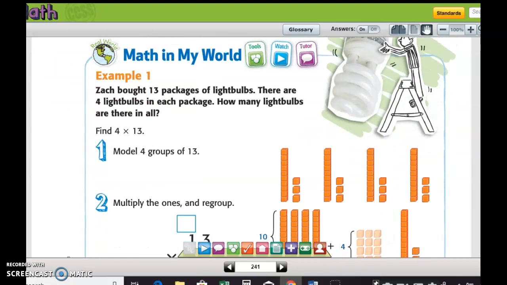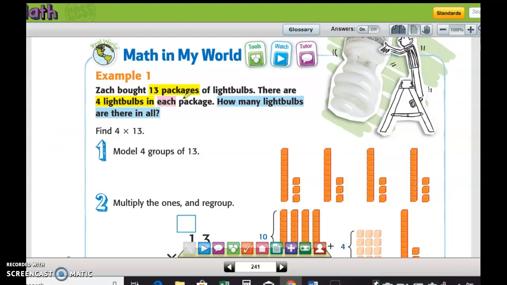Example number 1. Zach bought 13 packages of light bulbs. There are 4 light bulbs in each package. How many light bulbs are there in all? So in order to solve this, let's highlight the information. He bought 13 packages, and there are 4 light bulbs in each. And why did I highlight each in pink? Because it is a keyword. And our question is, how many light bulbs are there in all? So that's what we need to find.